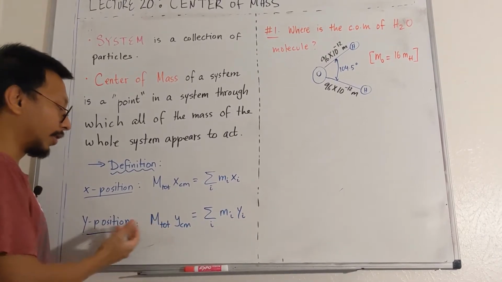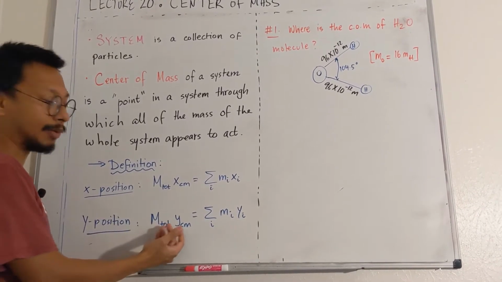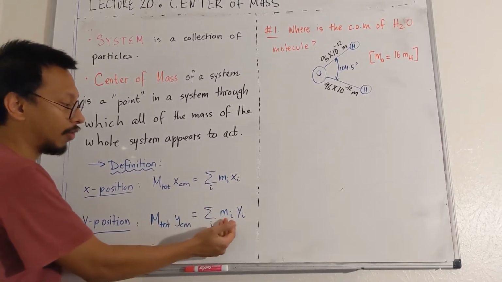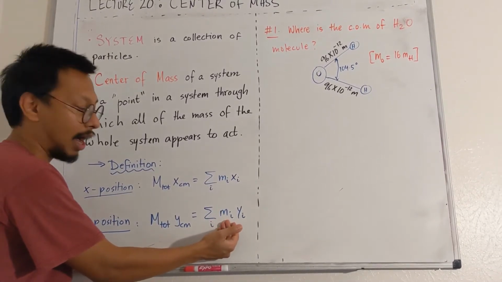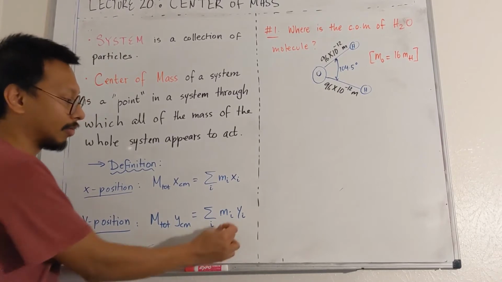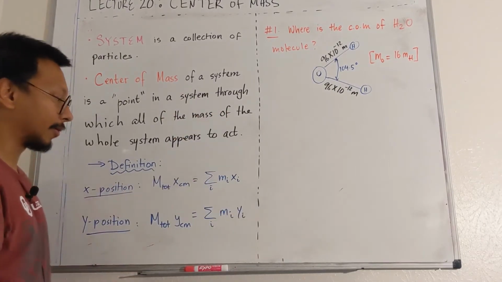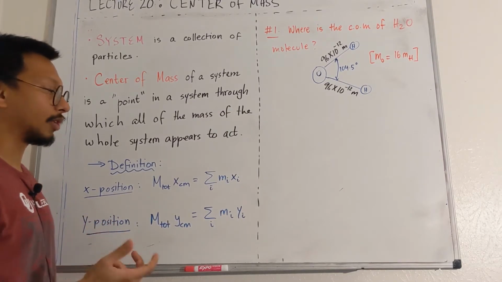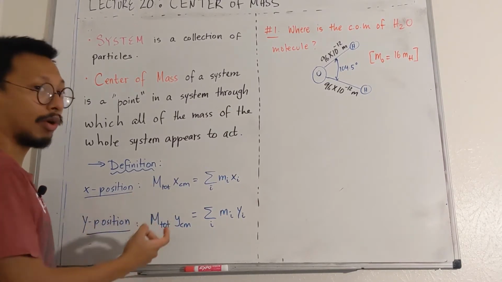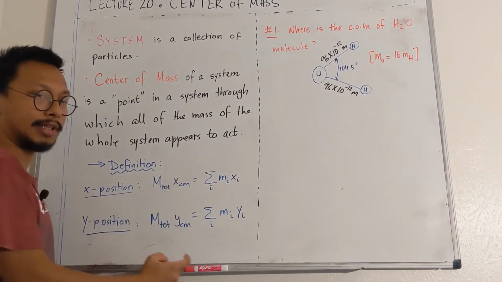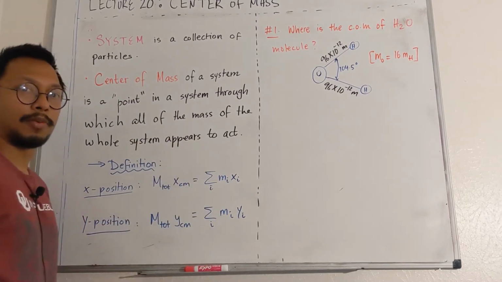Similarly, we define the y position to be M total times y_cm equal to the summation over i of the product of m_i times y_i, the mass of the ith particle times its y position or y coordinate. So if we are trying to determine where the center of mass of a system is, our goal would be to find x_cm and y_cm from this set of formulas.